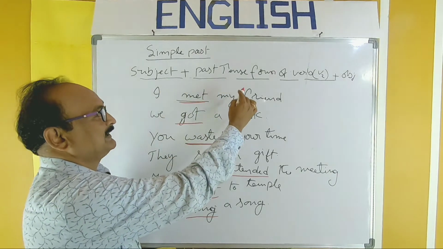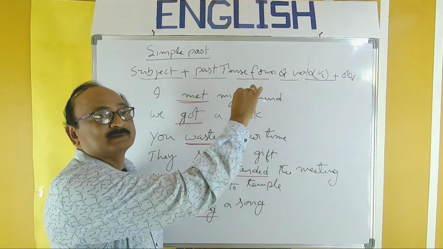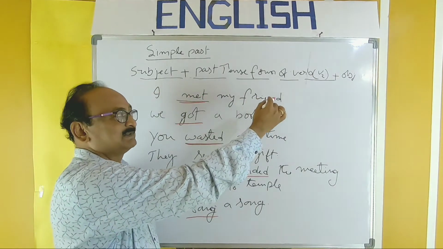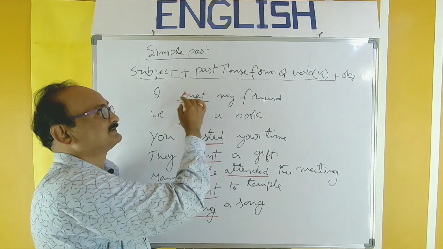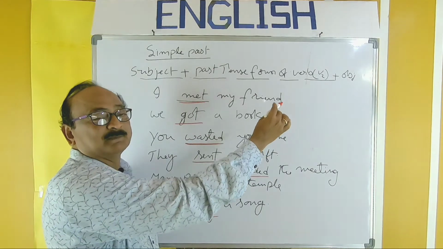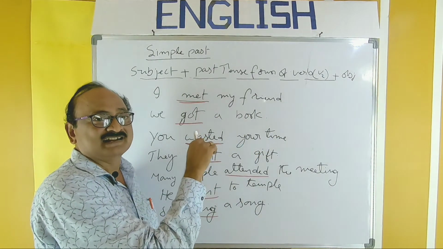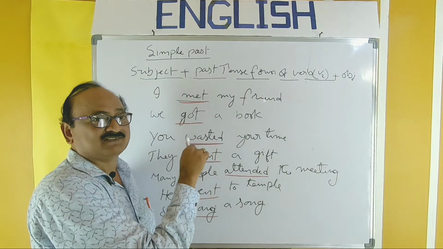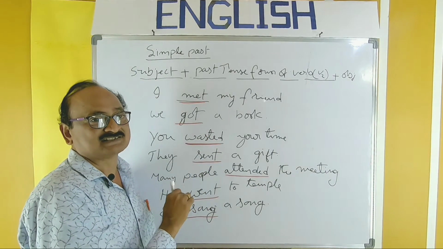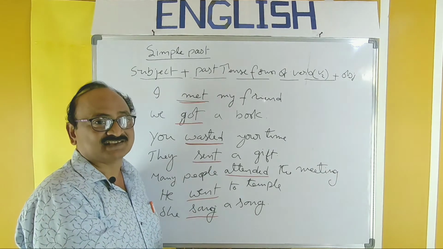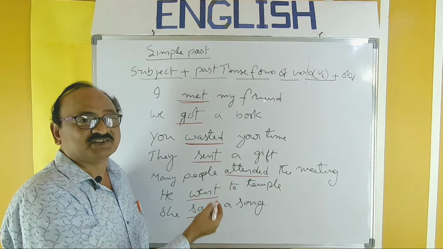Subject plus past tense form plus object. Remember the simple present also: subject plus present tense form plus object. Now subject plus past tense form plus object. In simple present, I explained one particular rule, that is adding s or es when the subject is a third person singular. Here there is no such addition, no extra s. So it is so easy.